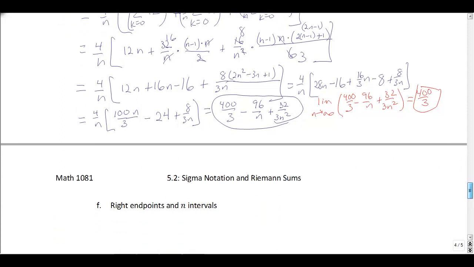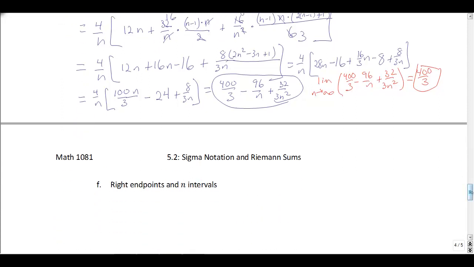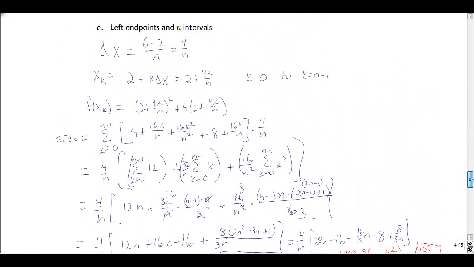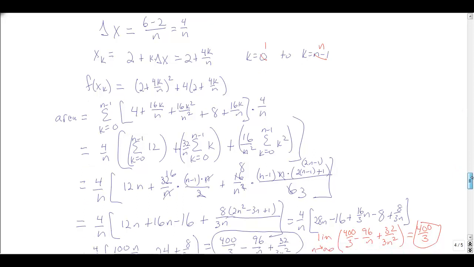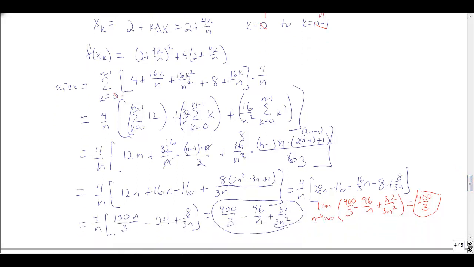Last one here, we're going to do right endpoints and n intervals. It's just like this previous question. So left endpoints, right endpoints. What changes is the summation goes k equals 1 to n here. So that's our right endpoints. That's one way to write that down here. So really we get a sum k equals 1 to n, and that's going to change things up here.